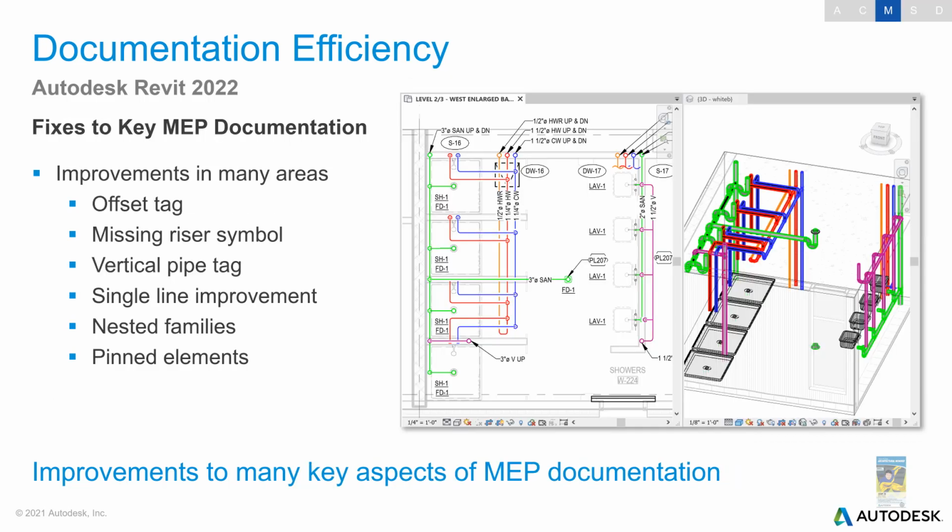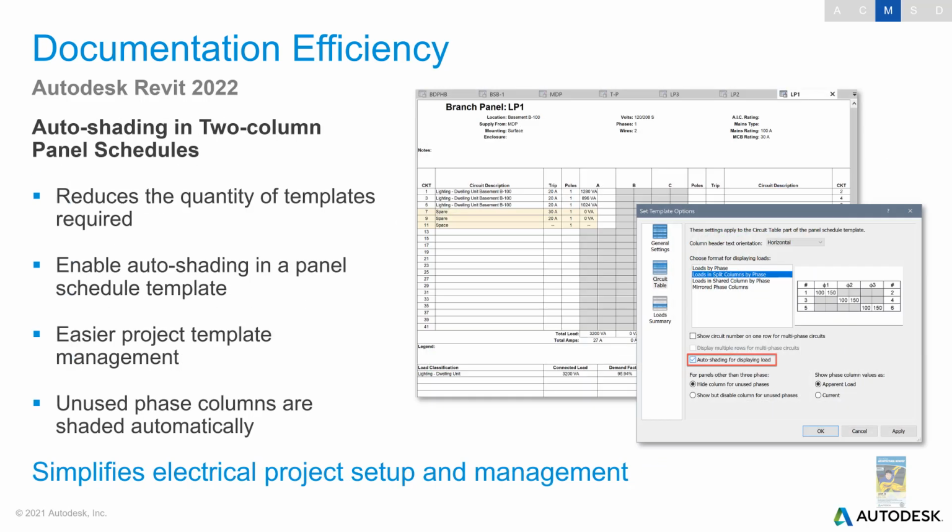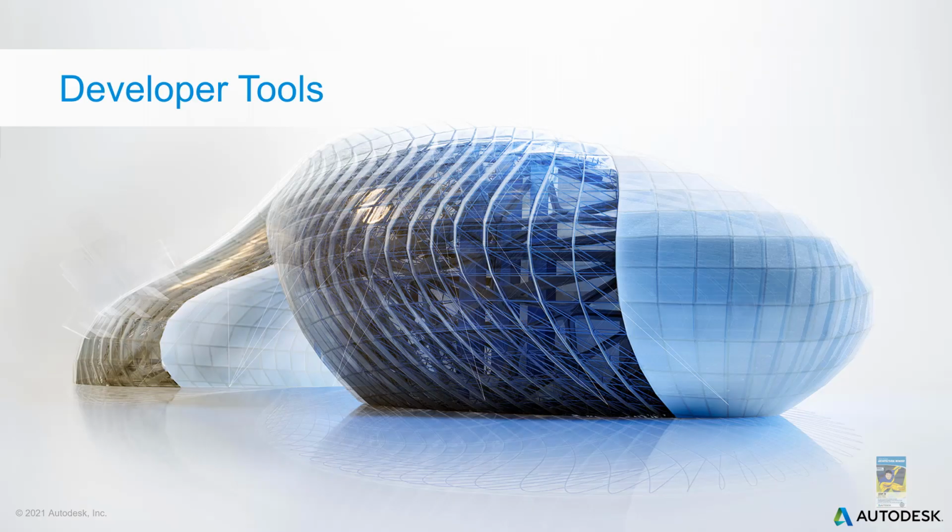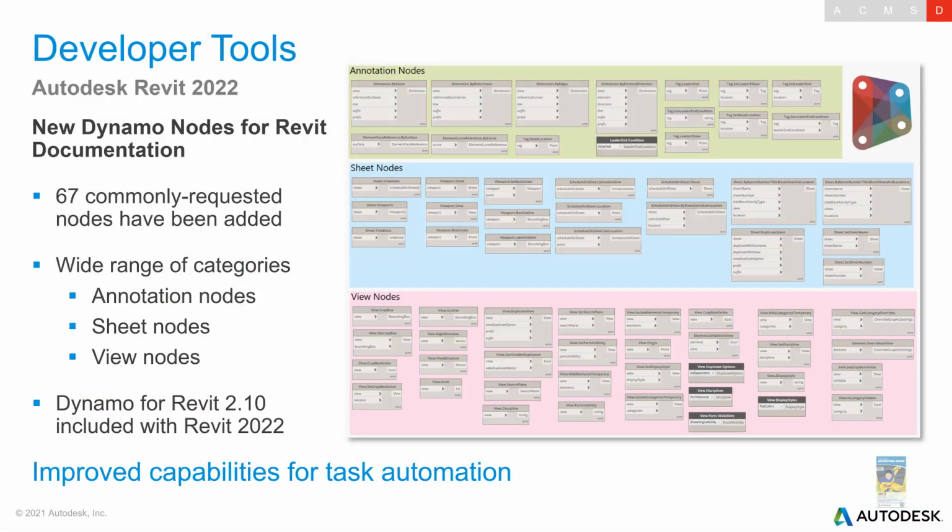You have fixes to MEP documentation such as improving offset tags, riser symbols, vertical pipe tags, single line improvements, nested families, and pinned elements. Auto shading in 2-column panel schedules, so it reduces the quantity of templates required. You can enable auto shading in a panel schedule template, easier project template management, and unused phase columns are shaded automatically.